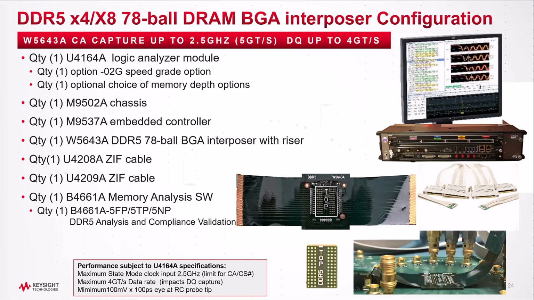The configuration required will be one U4164A Logic Analyzer module with the option O2G speed grade and the choice of memory depth options. An M9502A chassis or the M9505A chassis, the M9537A embedded controller, one W5643A DDR5 BGA Interposer, which comes with a riser, and quantity 1 each of the U4208A ZIF cable and the U4209A ZIF cable. You will also need the B4661A memory analysis software with the licensed DDR5 analysis and compliance validation option.